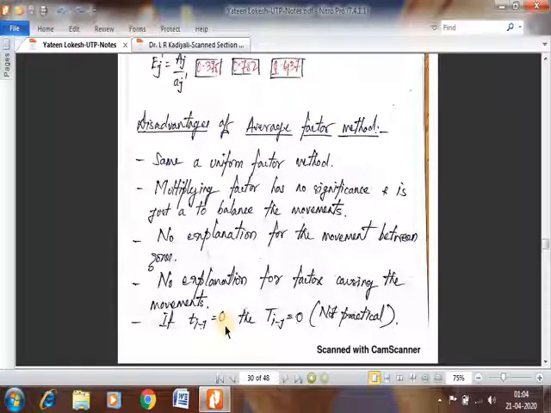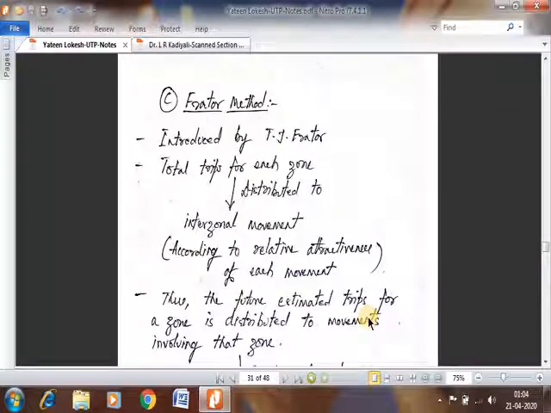As we had seen in the previous method, if the present trip is 0, the future trip also is 0, which is totally impractical. That's the disadvantage.